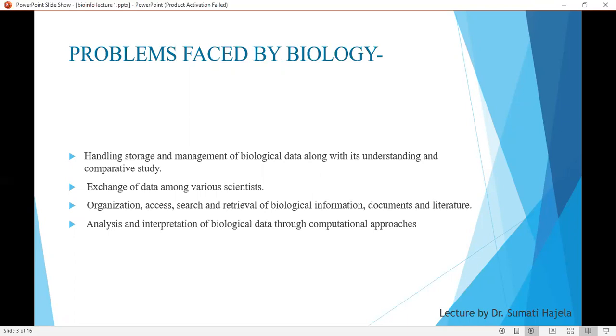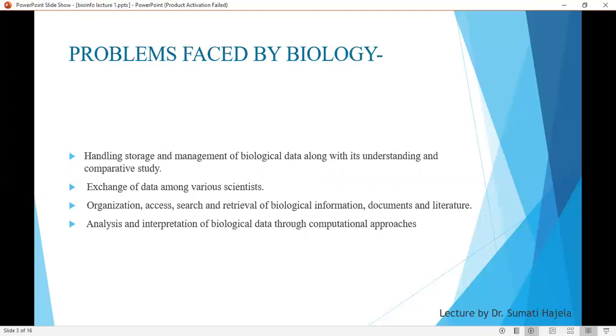Biologists used to face certain problems before that, and those were handling, storage and management of biological data, along with its understanding and comparative study. This says that the quantity of information was large, and handling, keeping and storing that was difficult in the case of biological data. And when they cannot be handled or stored, their comparative study was also difficult. Comparative study is actually very important for the betterment of mankind.